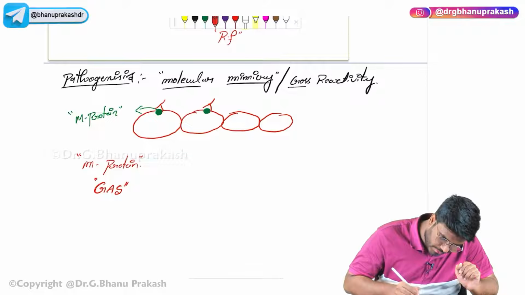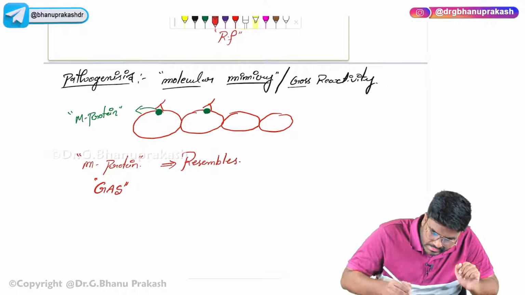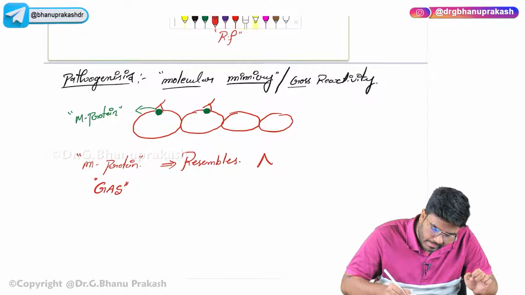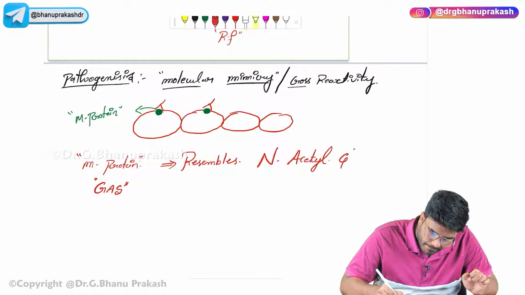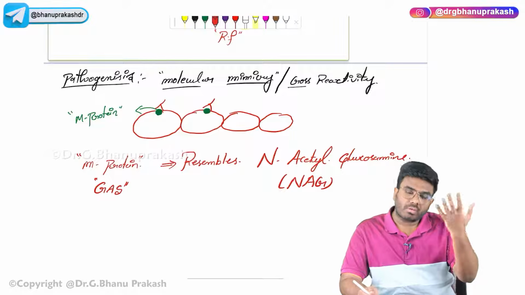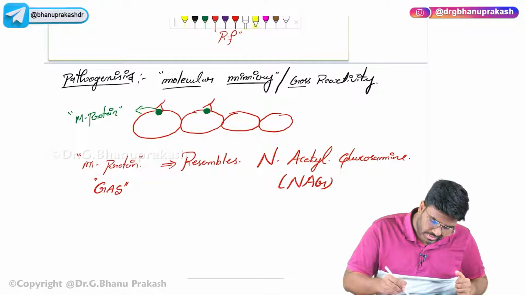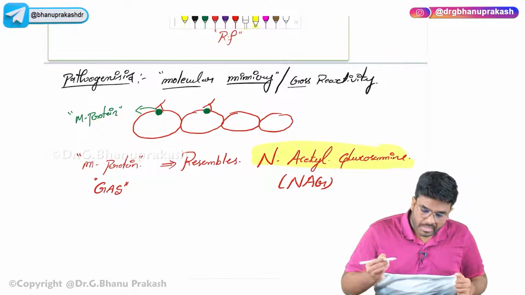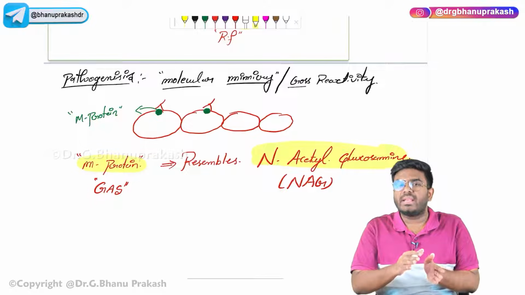Okay, group A beta hemolytic streptococci, it resembles what? It resembles N-acetyl glucosamine, which is called NAG. N-acetyl glucosamine is something which is present on all our body cells. It is intrinsic to us, something normally present in our body. But this M protein which is present on this bacteria is looking similar to N-acetyl glucosamine.